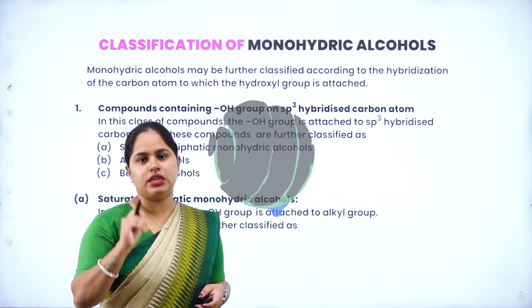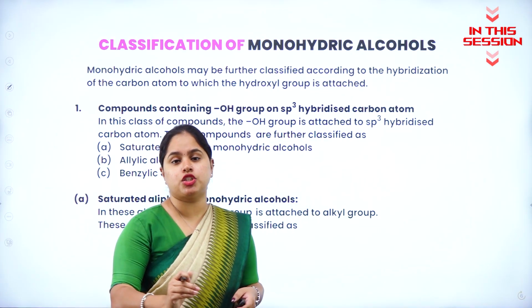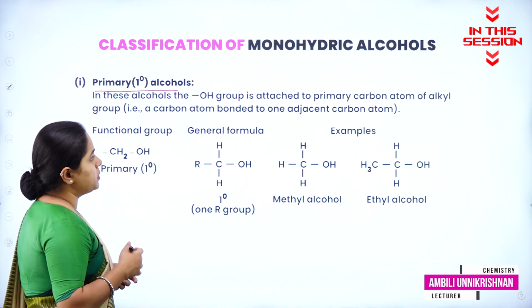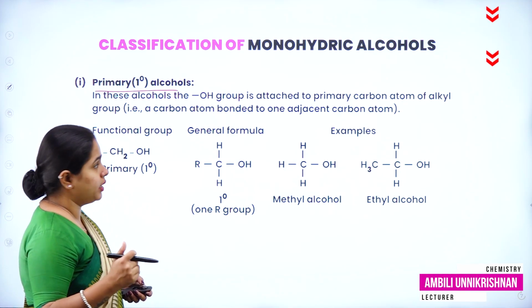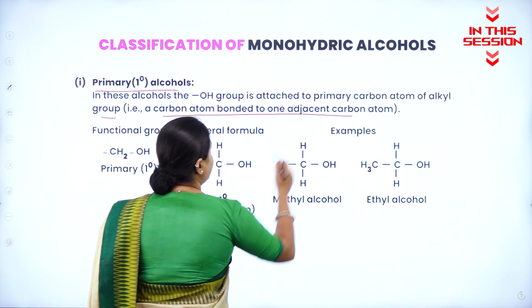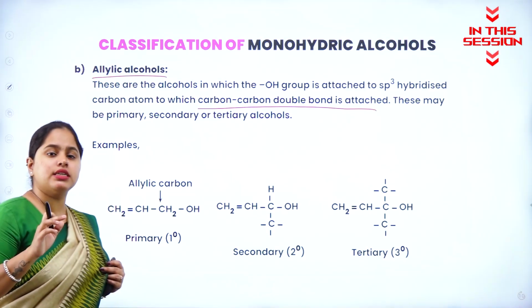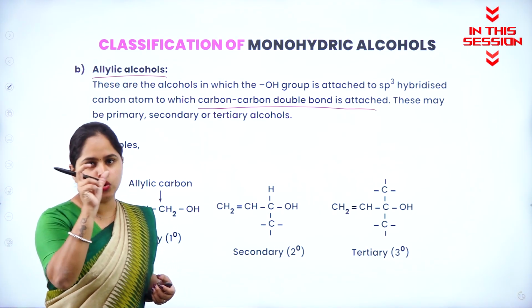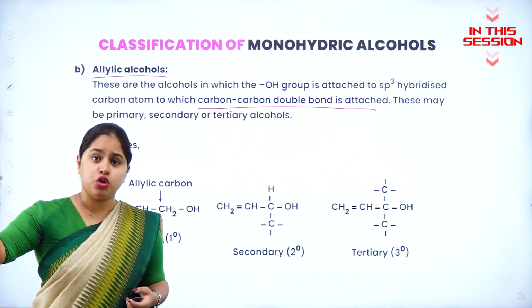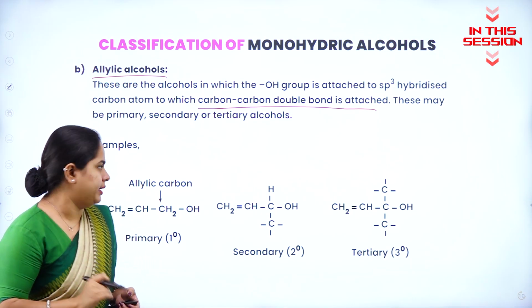This classification is based on the hybridization of the carbon atom to which the hydroxyl group is attached. In these alcohols, the hydroxyl group is attached to the primary carbon atom of the alkyl group, that is, a carbon atom bonded to one adjacent carbon atom. So what is allylic group? That means you will have a double bond, and adjacent to that, you will have a carbon atom to which the alcohol will be attached.